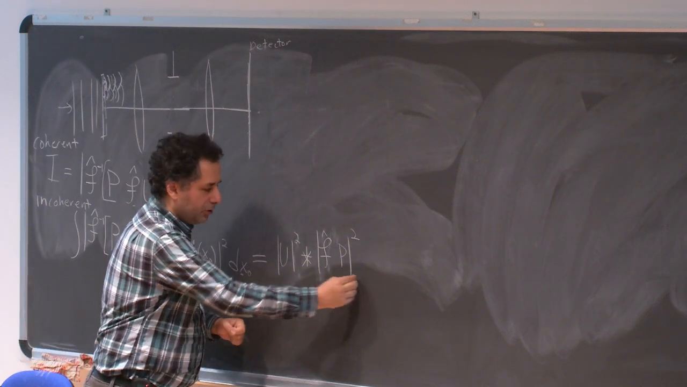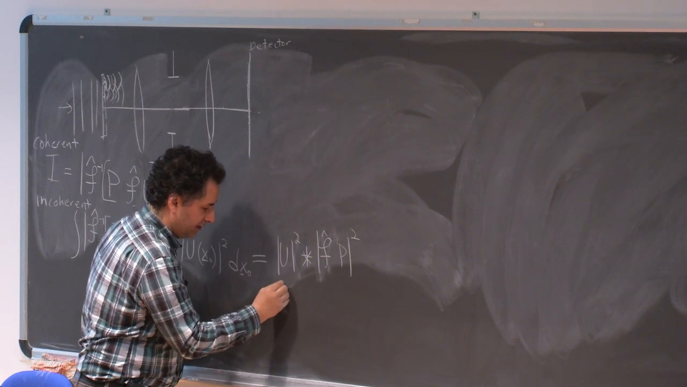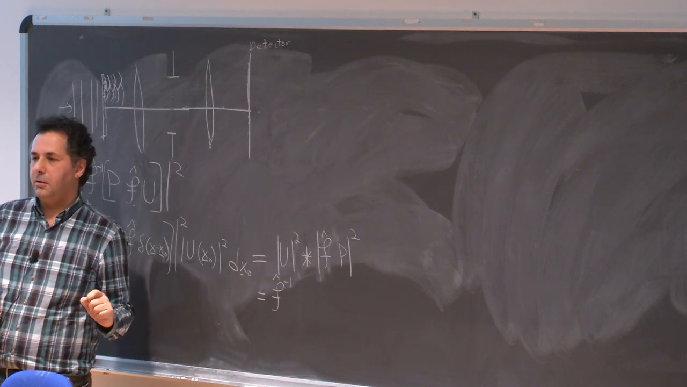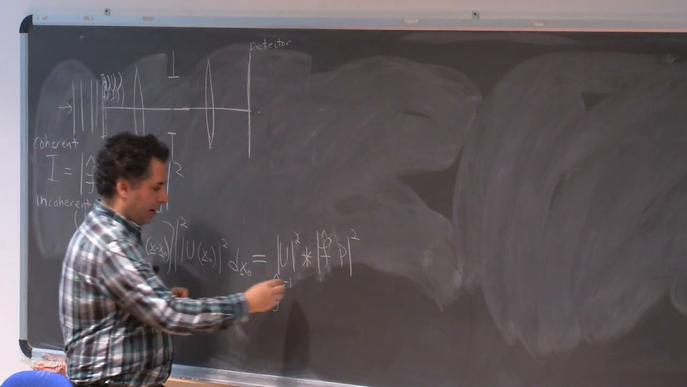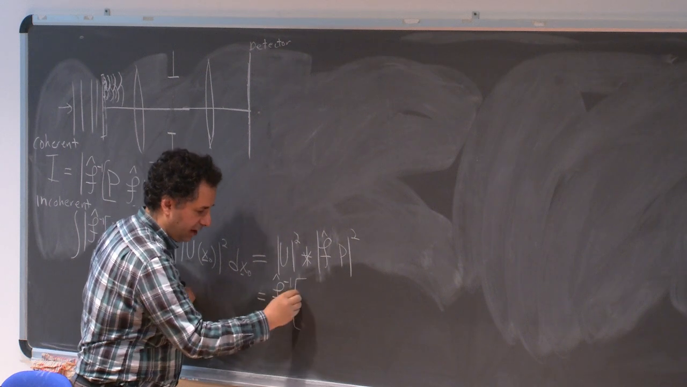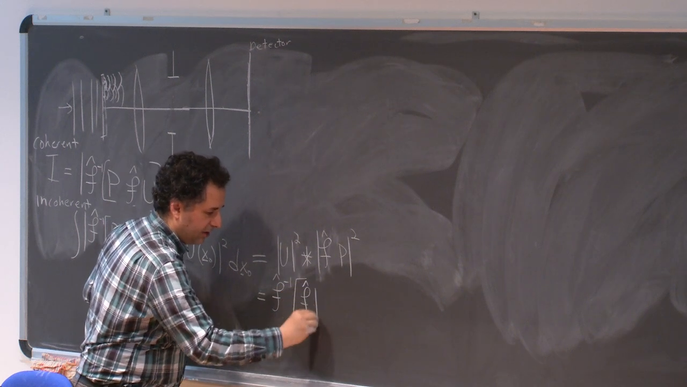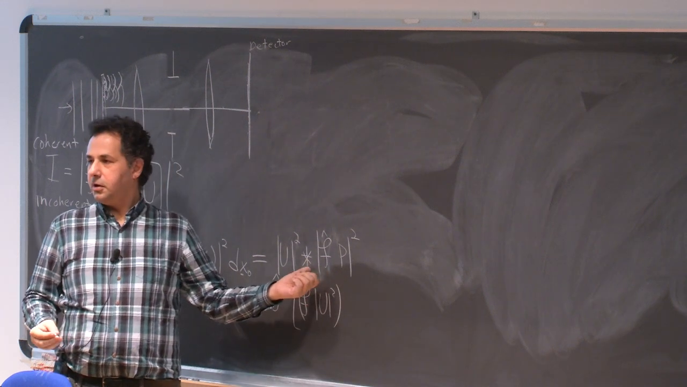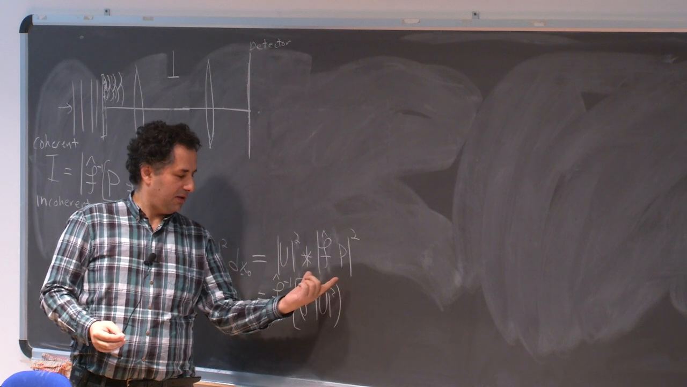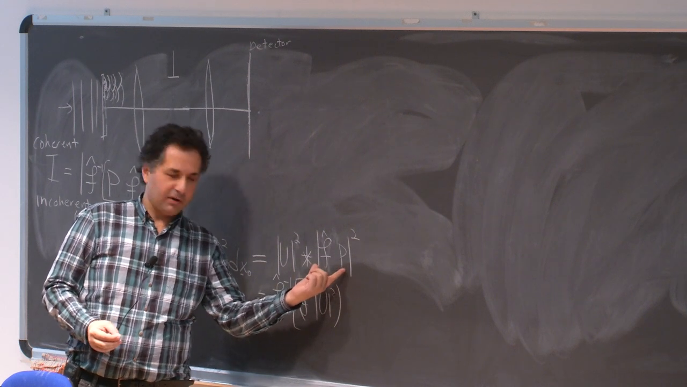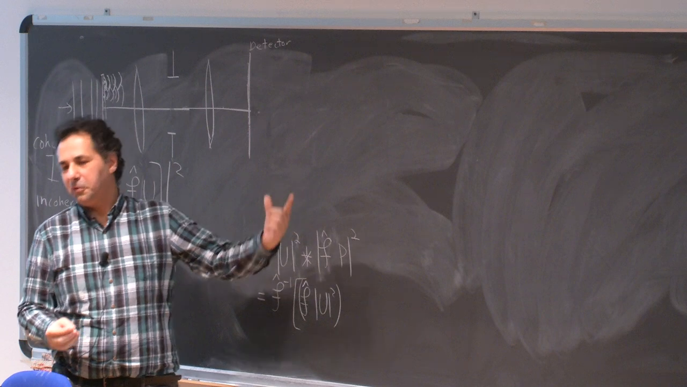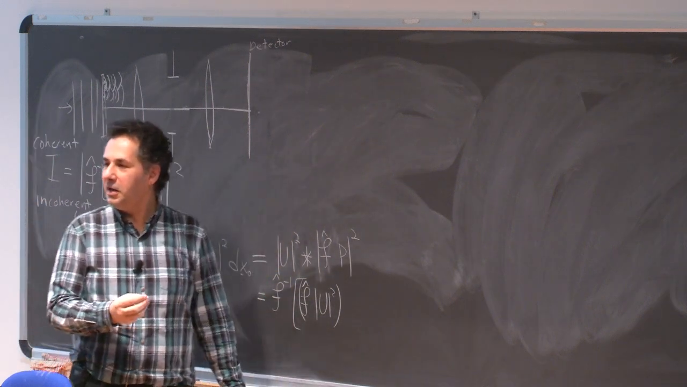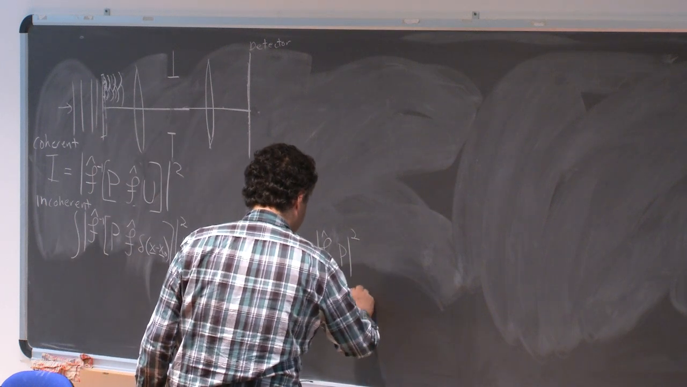Because this is a convolution, I can write it as the inverse Fourier transform of what type of operation? A product. Product of the Fourier transform of the first thing, of the intensity, times the Fourier transform of the square of the Fourier transform of the pupil. That's called the autocorrelation, and we give it a name, which is called the OTF.